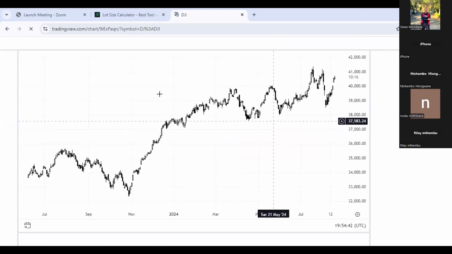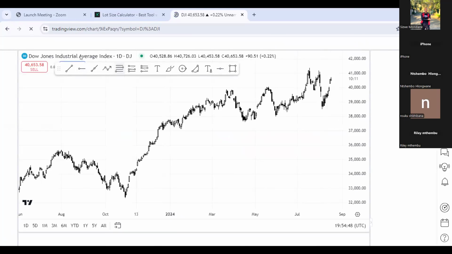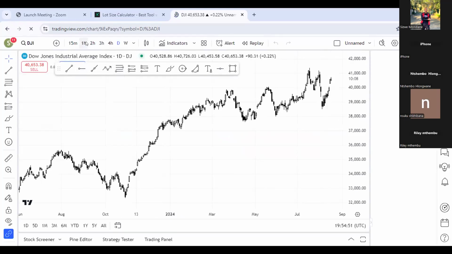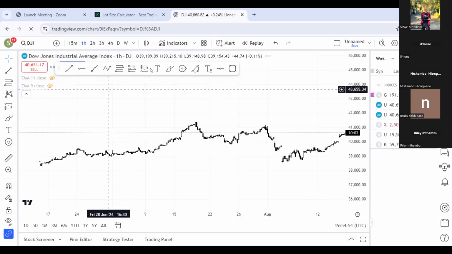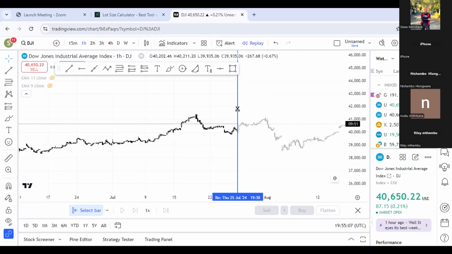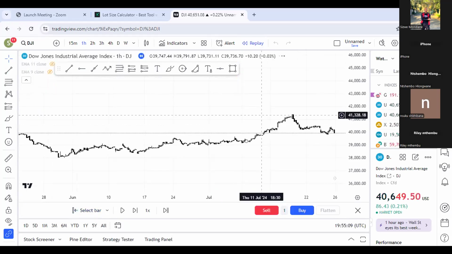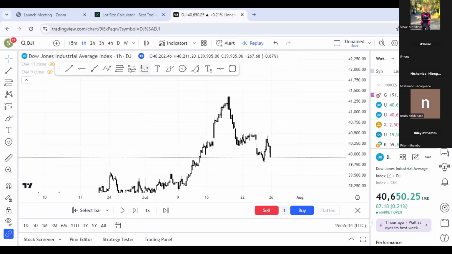Okay. Yeah. So let's just say I took a trade which was on the 1 hour. So let's just say I wanted to take my trade maybe like here, right? So let's just do this.